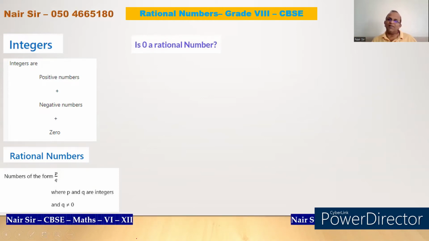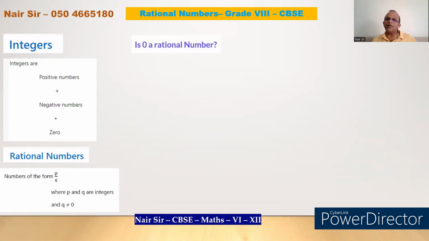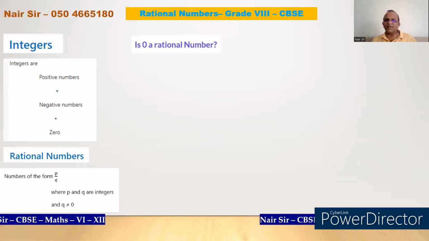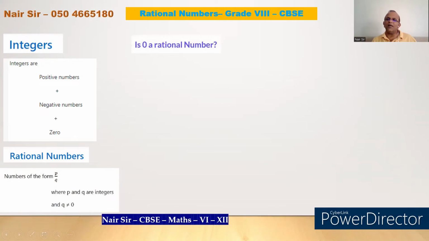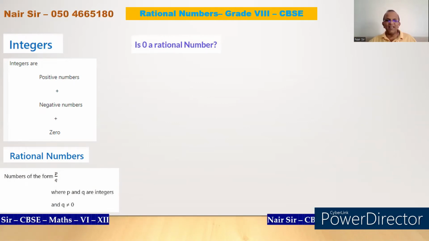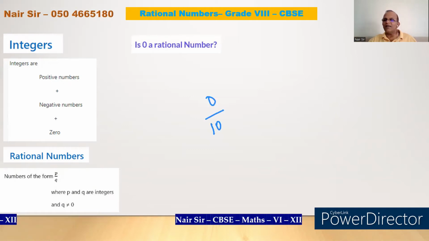Question. Is 0 a rational number? Yes, 0 is a rational number. You remember getting, if ever you got 0 out of 10, 0 out of 20, 0 out of 100, this is forming a P by Q, where 0 is an integer and 10 is an integer. Therefore, 0 is a rational number.